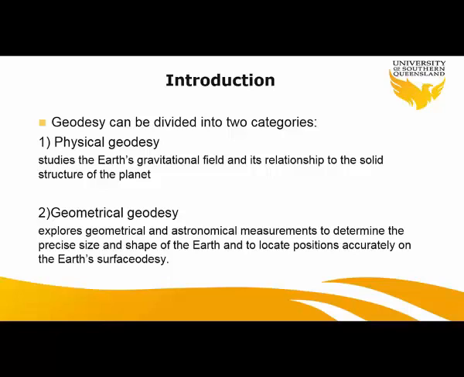We also have geometrical geodesy, which is mostly talking about the size and shape of the Earth, and about locating and positioning. But you can't really separate them from each other because they're somehow connected. When you're talking about the gravitational Earth, we are also talking about the Earth's rotational axis and all those things which are affecting these parameters. So yes, there are two categories, but they are related.